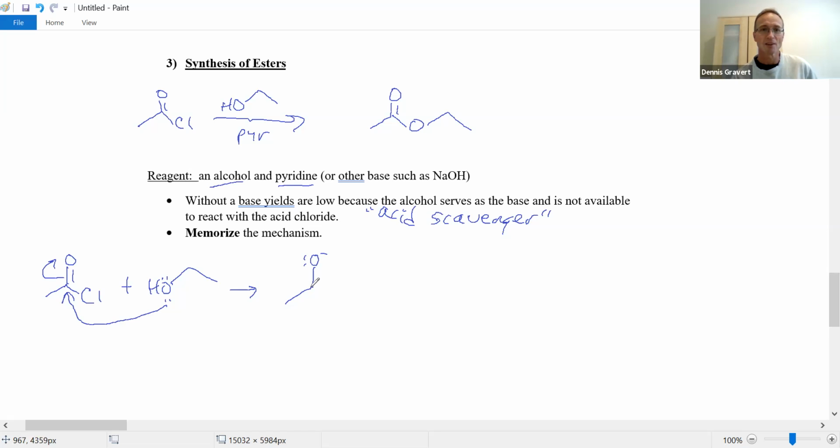I still got the chlorine. You know what? Let's just be consistent. Put it over here. And then over here we have the alcohol that hangs on to all of its atoms in the first step. Lone pair just attaches it, gives 3 bonds to oxygen. Okay.